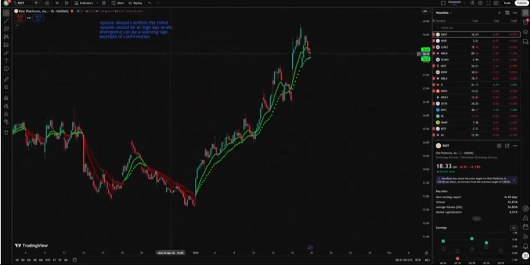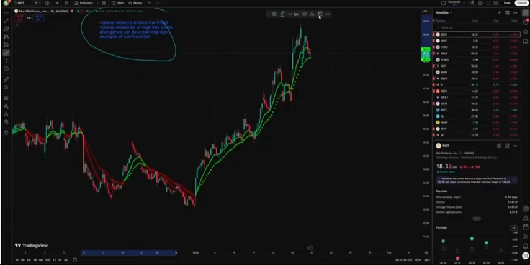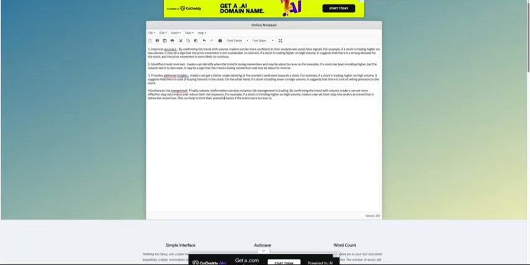In today's video, we have 4 topics. That is, volume should confirm the trend, volume should be at high key levels, divergence as a warning sign, and an example of confirmation. So we have 4 different topics that we're going to be going over, and I also have this technical analysis as to why it's going to be important. We'll go over these after we finish these 4 subjects.